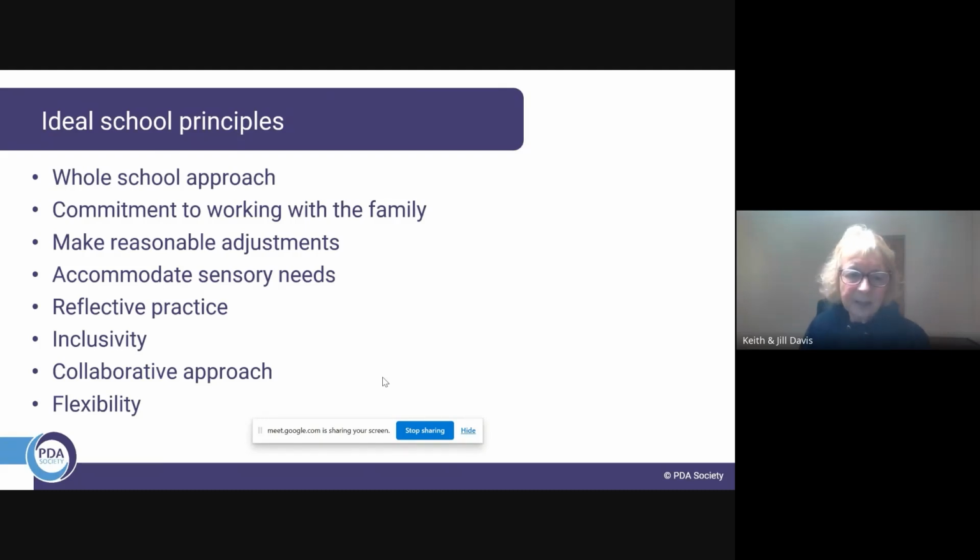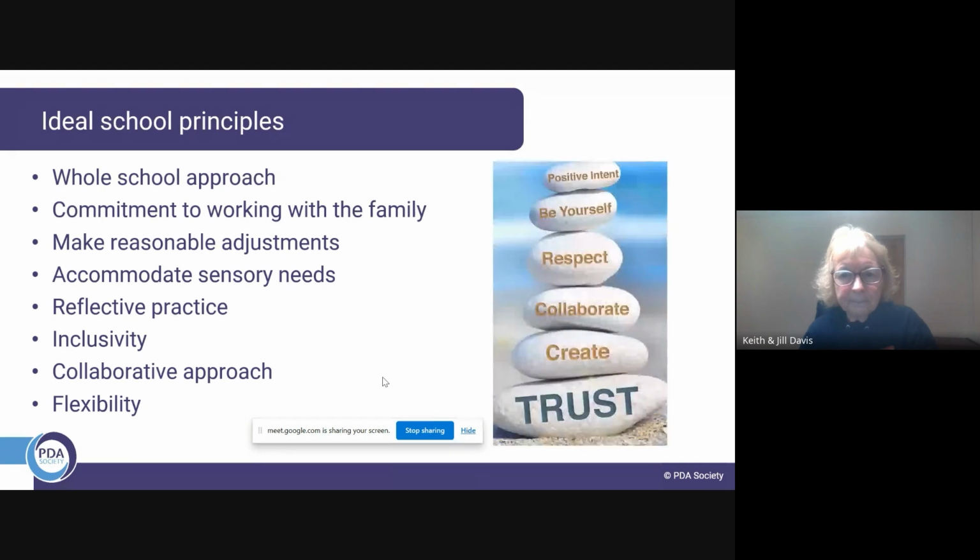So in terms of that collaborative approach, let's listen to the parents, certainly listen to the young person. It is about the whole school approach, having that flexibility, and looking at what's going on underneath the behaviour. So a bit of a change of mindset for some of us, and letting go of any preconceived ideas. And that trust is key to getting those good outcomes.